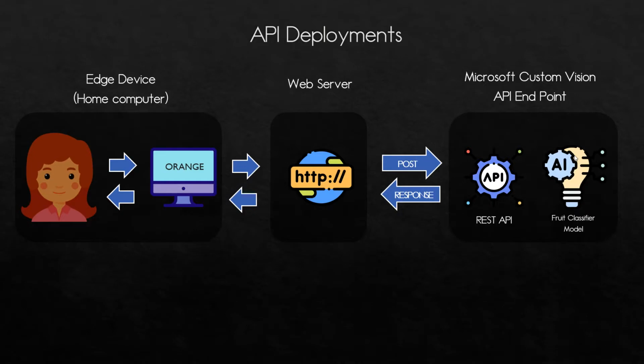This represents the end-to-end flow for an API deployment, from Betty providing the photo of the orange, having the web server make a request to the endpoint to analyze it, the fruit classifier model analyzing the image, looking at the colors, the patterns that it's learned, and responding back with a text orange. That text is then relayed through the REST API to the web server and ultimately displayed on Betty's home computer.